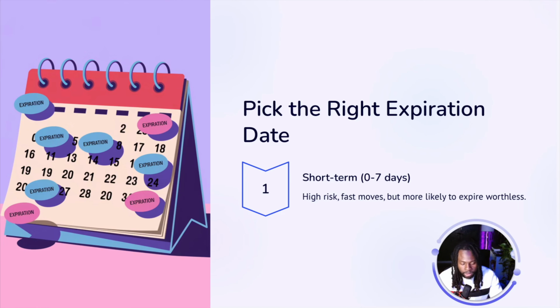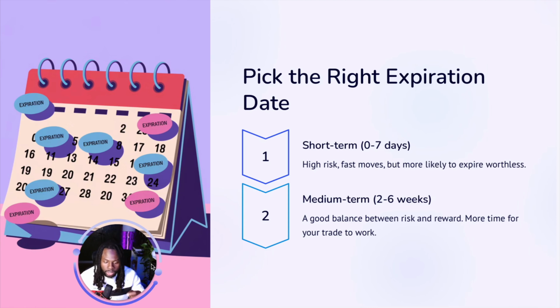That's the first thing. The second category for the expiration date is the medium term. The medium term is between 2 weeks to 6 weeks, about a month. And this is a good balance between risk and reward because it gives you more time to let your trade work in your favor. Compared to the short term, where you need to be really accurate on the timing, the medium term is more forgiving because it can go against you and the contract value won't be hurt as much, because you still have time.